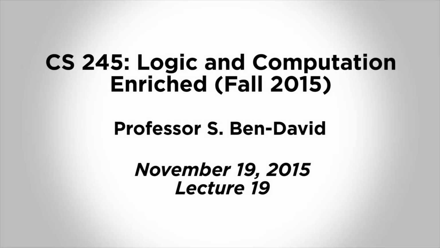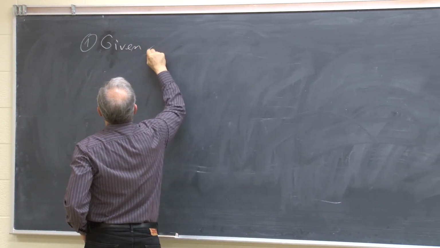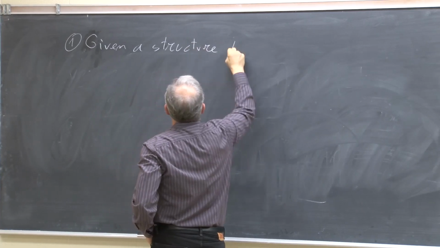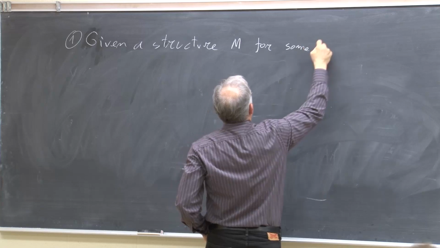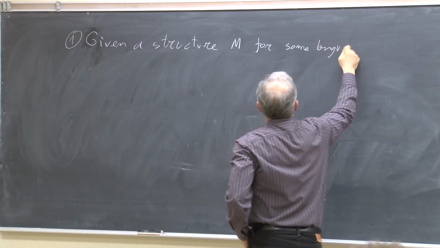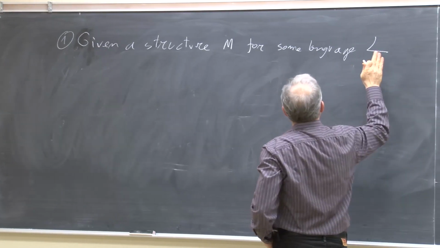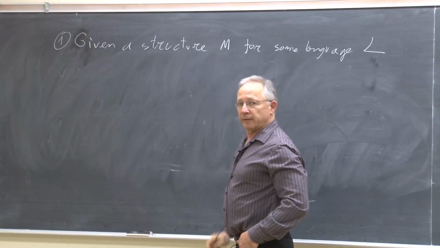Okay, so we said that the basic two definitions were, the first one was: given a structure, say M, for some language L. So L has a bunch of symbols, and M is a structure for it.